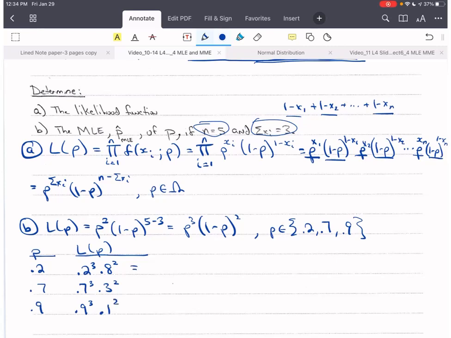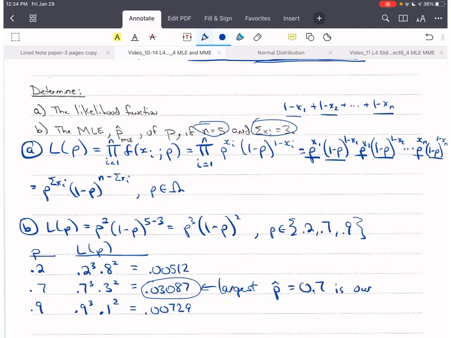This is equal to 0.00512. This is equal to 0.03087, and this is equal to 0.00729. So this is the largest. So p hat equals 0.7 is our MLE in this case.